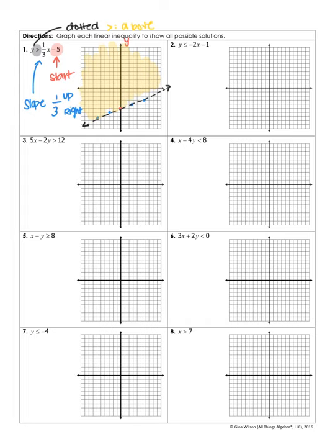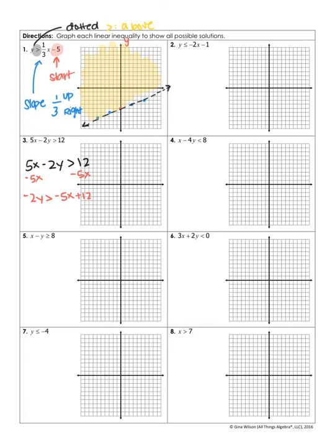All right, on number 3, it says 5x minus 2y is greater than 12. So we need to solve this for y first. Your first step would be to move your 5x to the other side. Since it's a positive 5x, we're going to subtract 5x on both sides, and we end up getting negative 2y is greater than negative 5x plus 12.